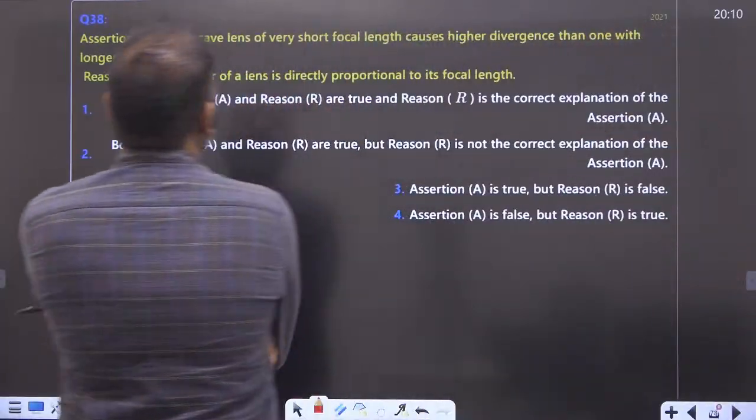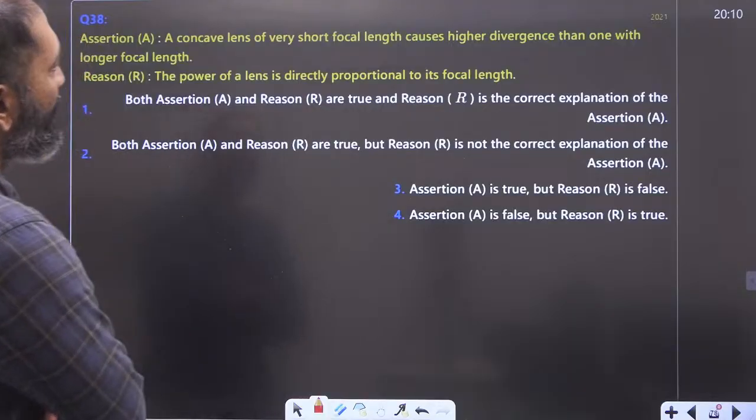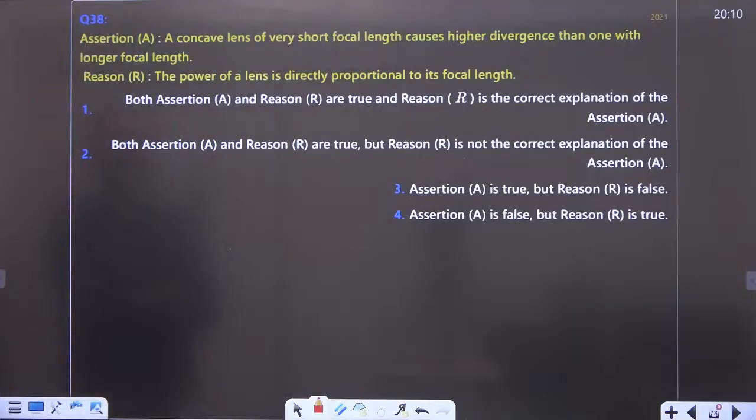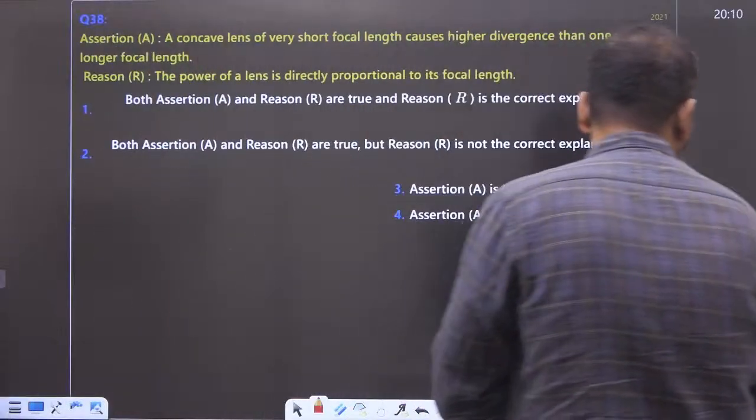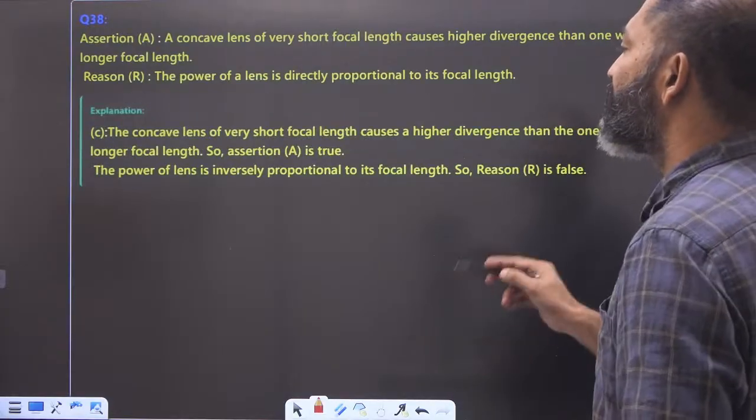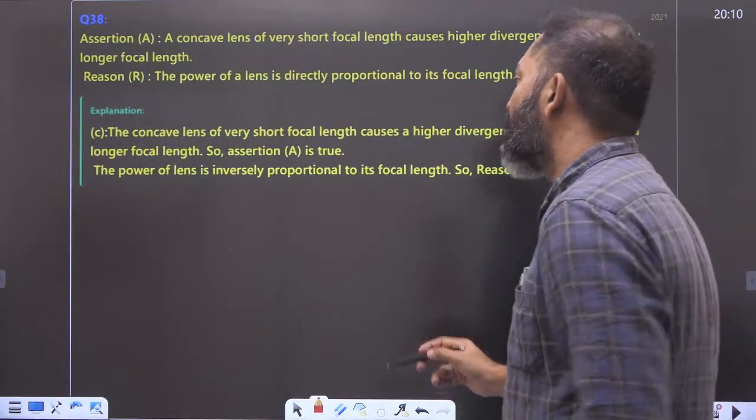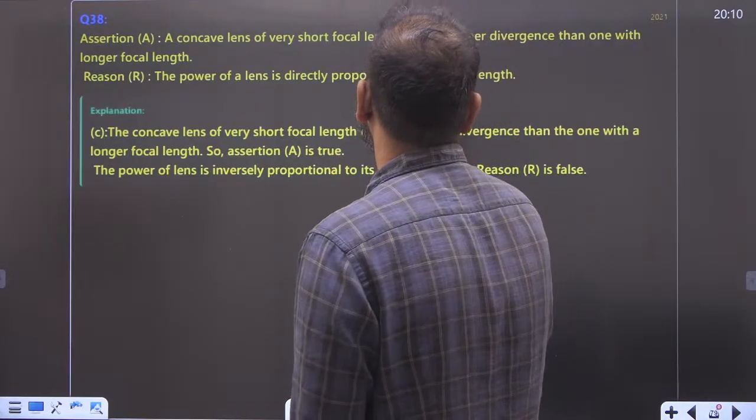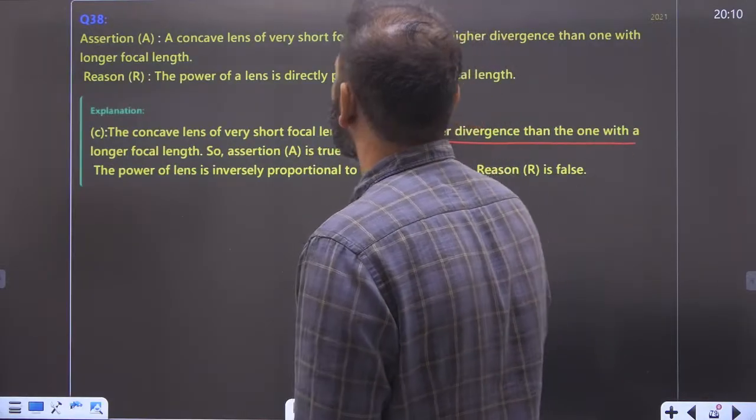Assertion: A concave lens of very short focal length causes higher divergence than one with a longer focal length. Reason: power of a lens is directly proportional to its focal length. Okay. Now see, what is the explanation? See, a concave lens of very short focal length causes higher divergence than one with a longer focal length.